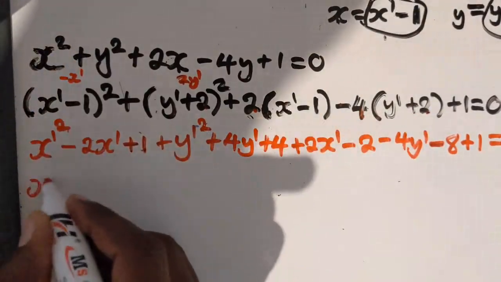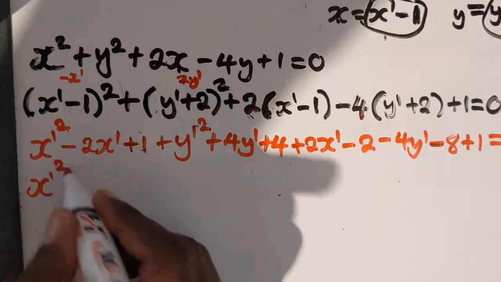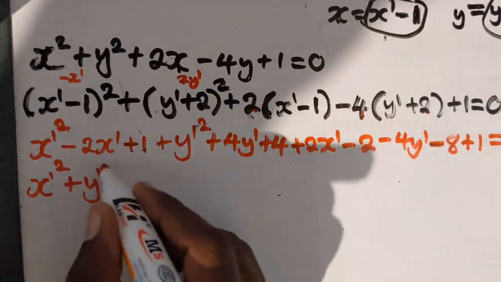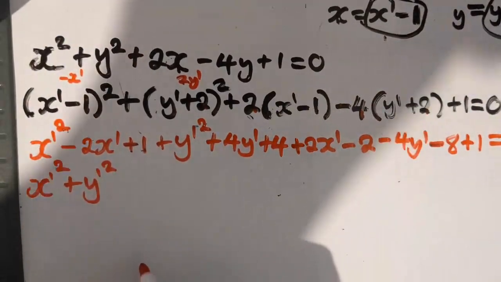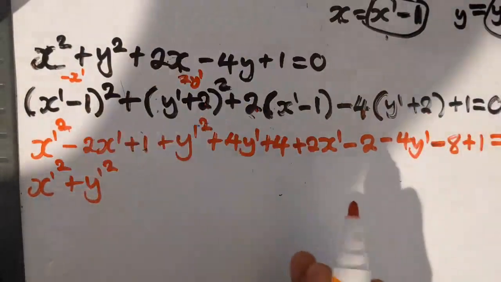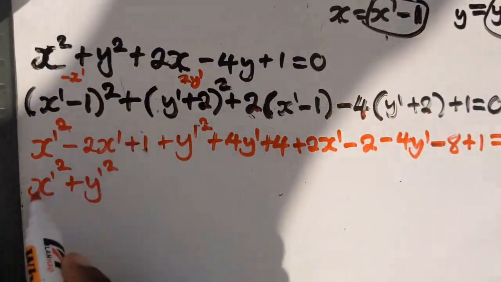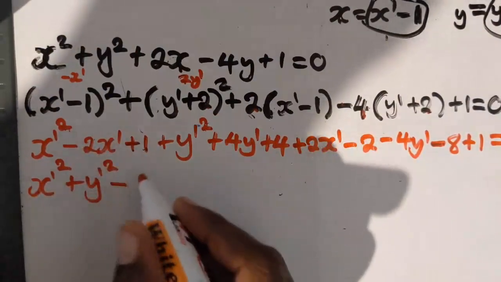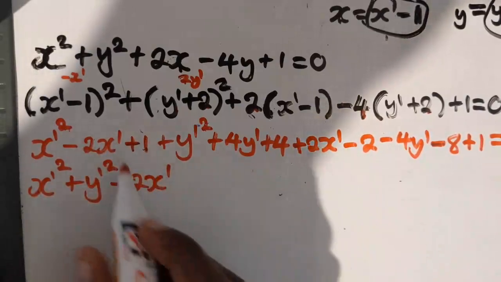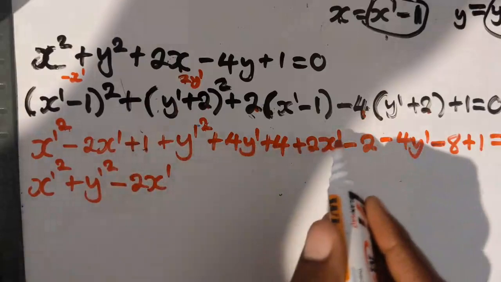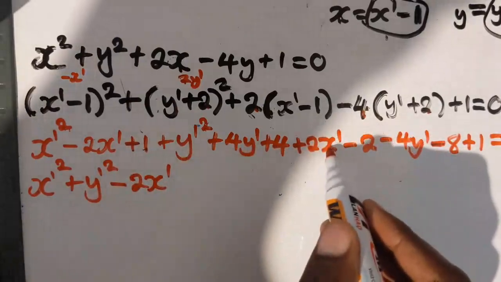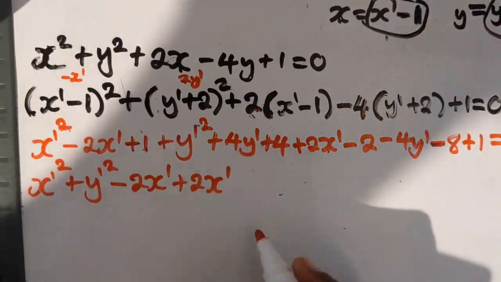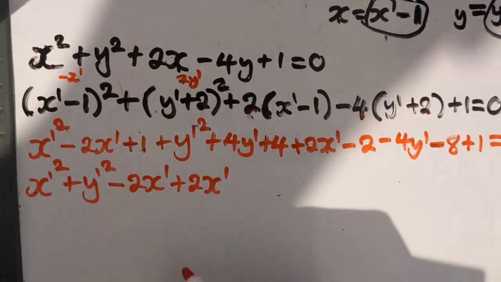So you have x prime, but it is to the power 2. Then there is also plus y prime, and it is to the power 2. Okay, so what you are supposed to do now is to get those that have x prime. So those that have x prime, there is this one. So this one is negative 2x prime. Do we have any with x prime here? Yes, we have this one, 2x prime. So that is positive 2x prime. Okay, I'm doing it slow so that you are able to understand.